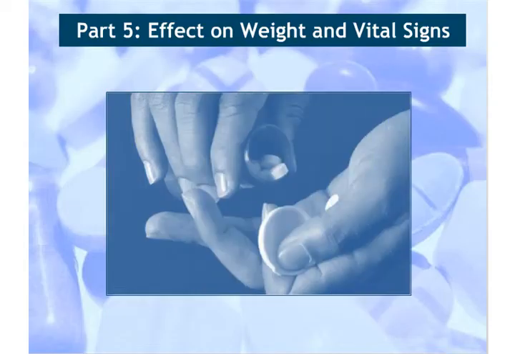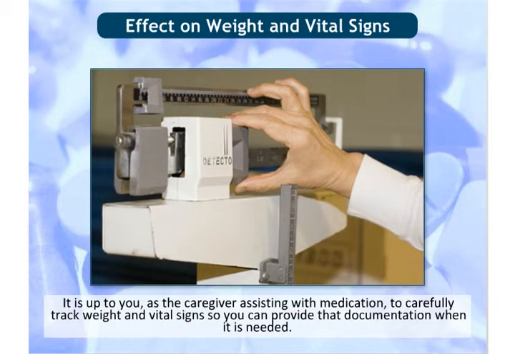In Part 5 of this training course, we will cover the effect medications have on weight and vital signs. Because medications often affect the person in dramatic ways, state and federal regulations require you to closely observe clients and document changes in physical, mental, emotional, and social functioning. When unusual weight gain or loss is noted, or a decline in the client's well-being is evident, the client's physician and other appropriate parties need documented evidence of this change.